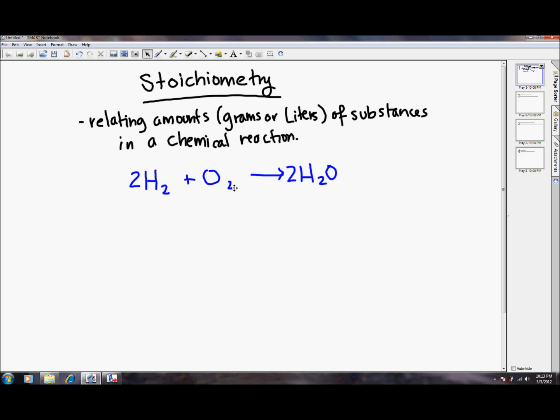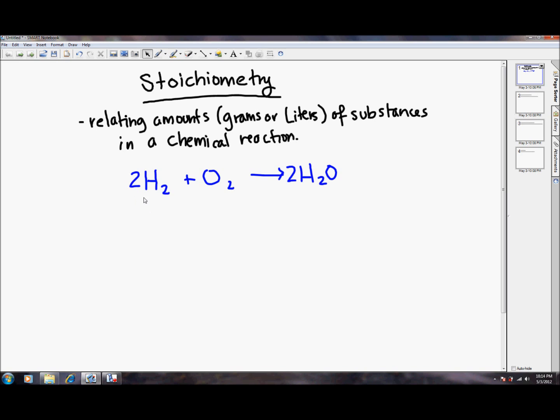So we see that these ratios are very important. For every 2 hydrogen molecules, we only need 1 oxygen molecule. Or for every 2 hydrogen molecules, we're going to make 2 water molecules. The problem is that when we're looking at chemical reactions, we don't observe them in terms of atoms. We look at millions and billions of atoms. We need observable amounts, and that's again the power of the mole.